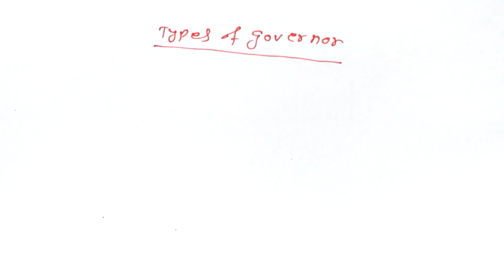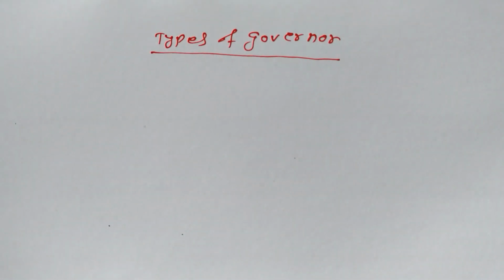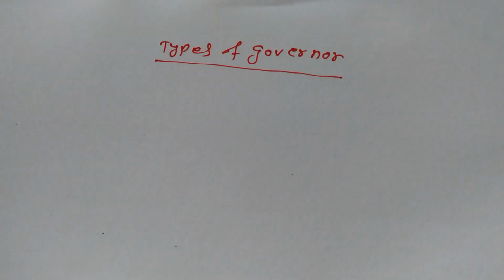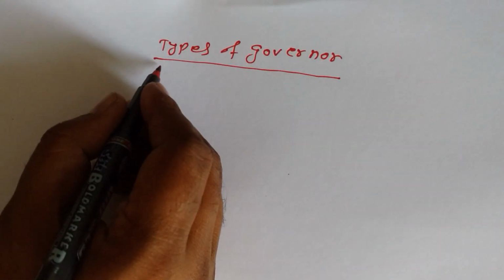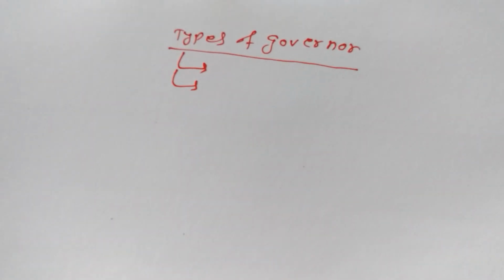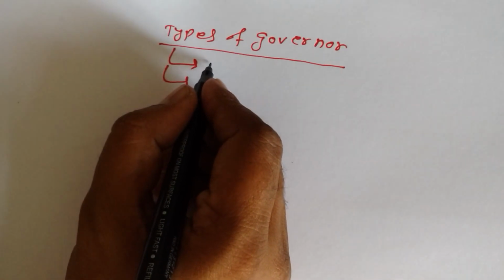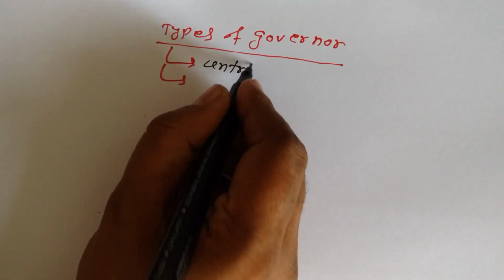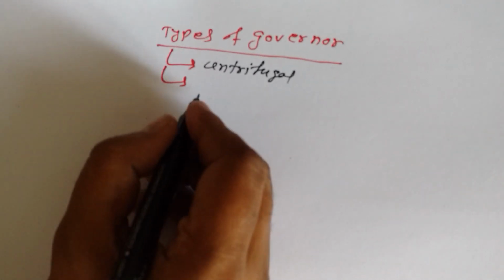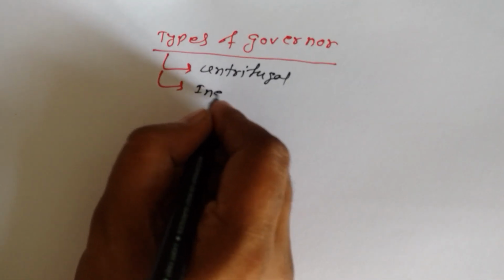But if you are preparing for any competitive examination, then you can also see this type of question there too. So let's get started. What are the types of governor? If we see, there are two types of governor, right? One is centrifugal governor, and another one is inertia governor.